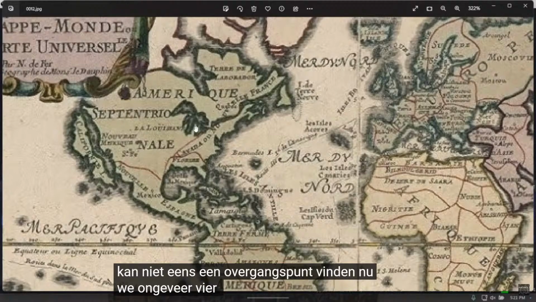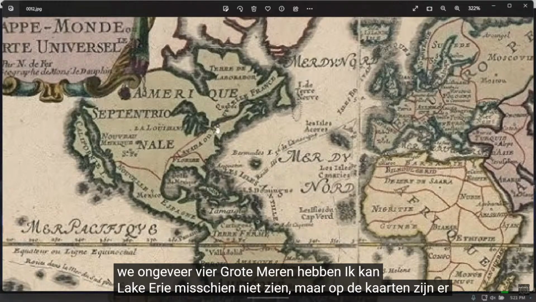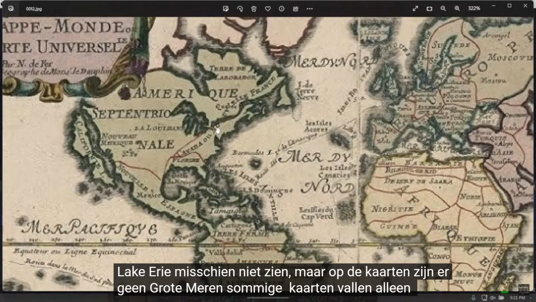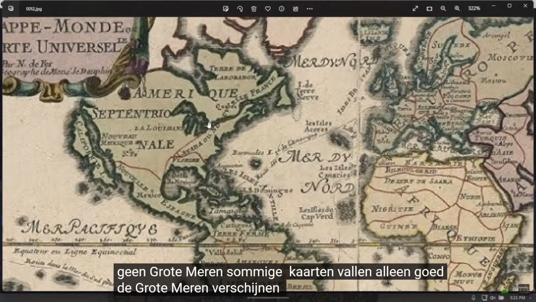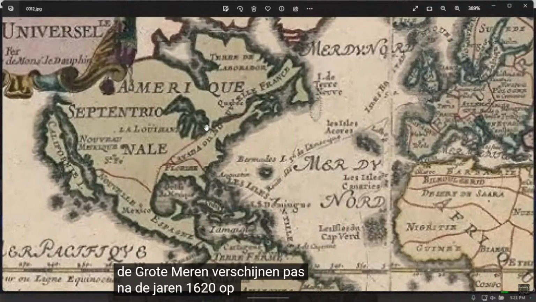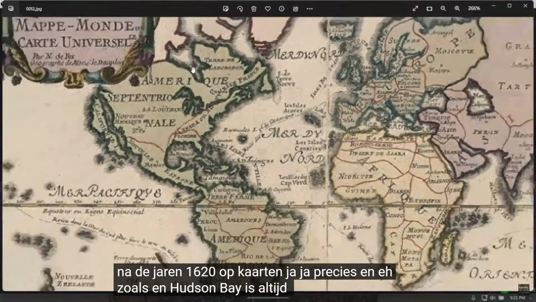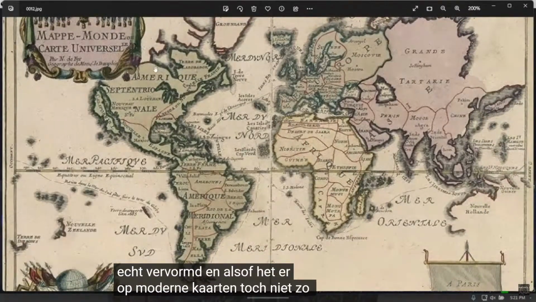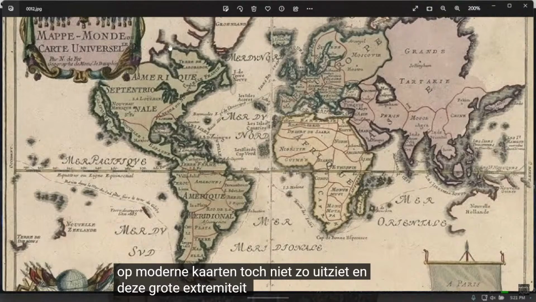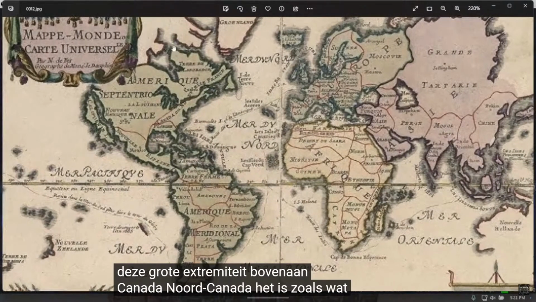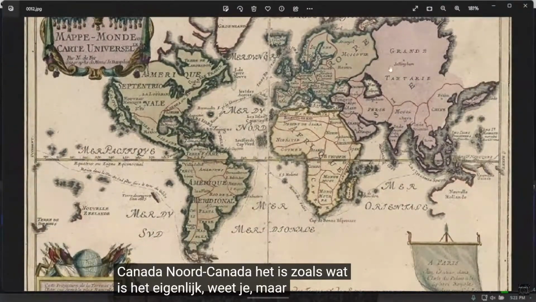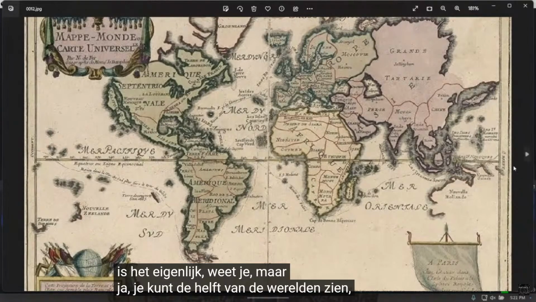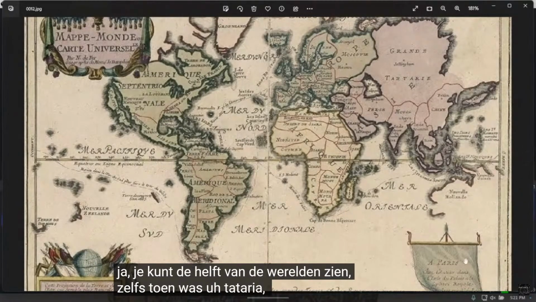Now, we've got like four Great Lakes. I can't see Lake Erie, maybe. But other maps, there are no Great Lakes. Some maps, only four Great Lakes. The Great Lakes only appeared in maps after the 1620s. Yeah, exactly. And Hudson Bay is always really deformed, and it doesn't look like that on modern day maps anyway. And this great extremity at the top of northern Canada, it's like, what the hell is it really? But yeah, you can see that half the world even then was Tartaria.